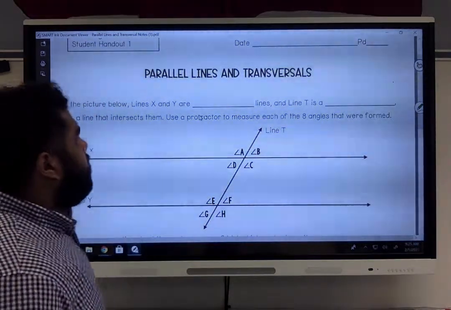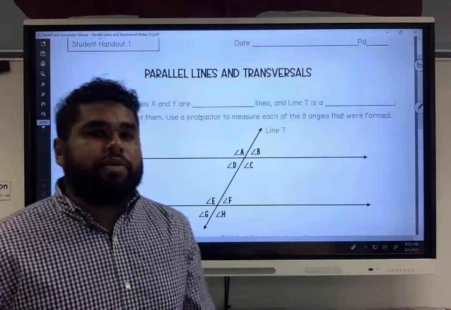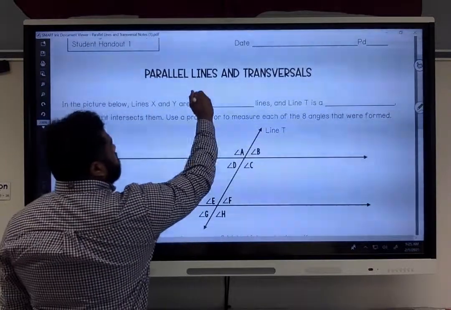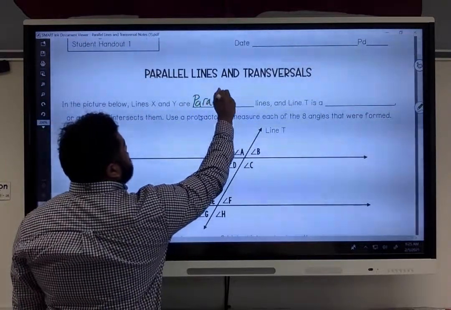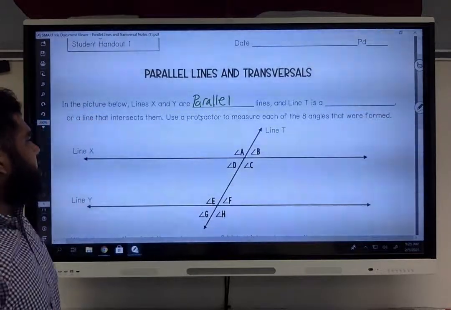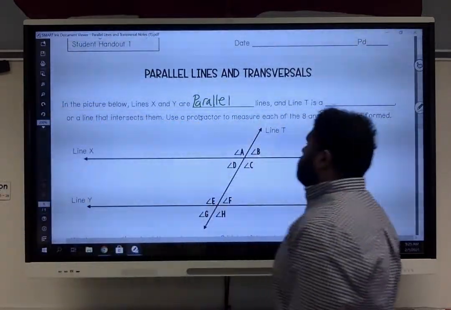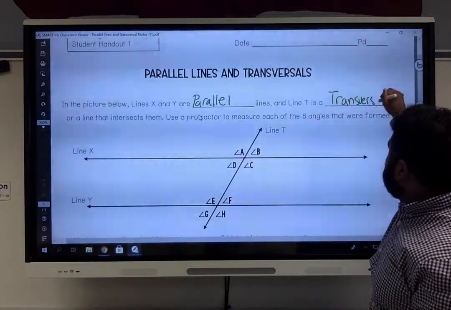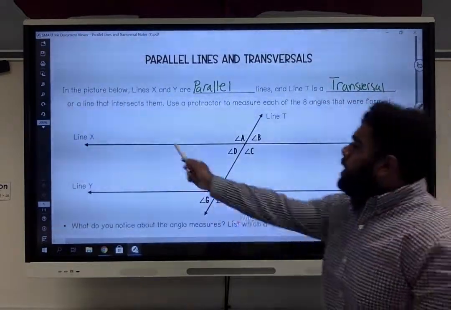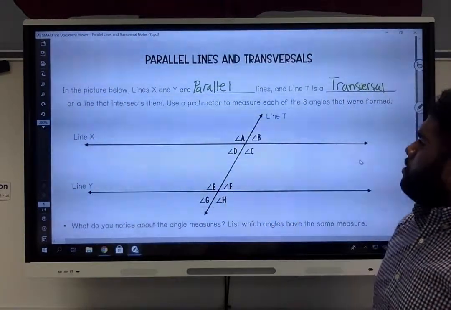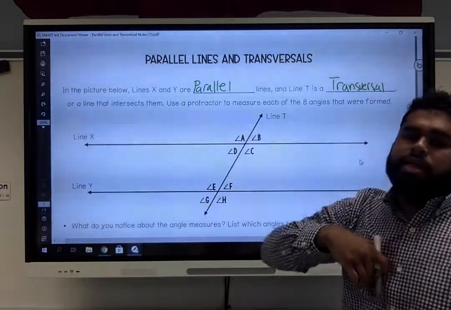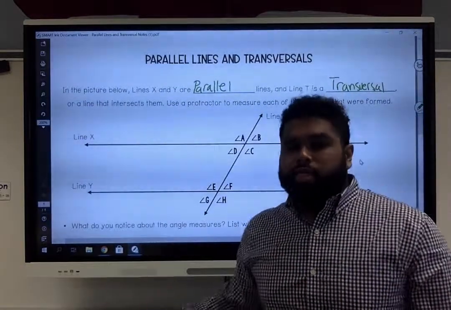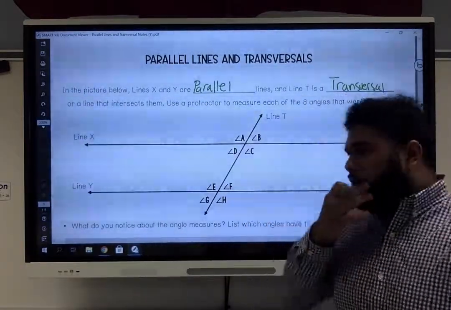Okay, so today we are going over parallel lines and transversals. In the picture below, lines X and Y are parallel, and line T is a transversal. Lines X and Y are the parallel lines, and the one that cuts through them is the transversal. Parallel lines will never touch each other. They'll never cross, they'll never intersect.